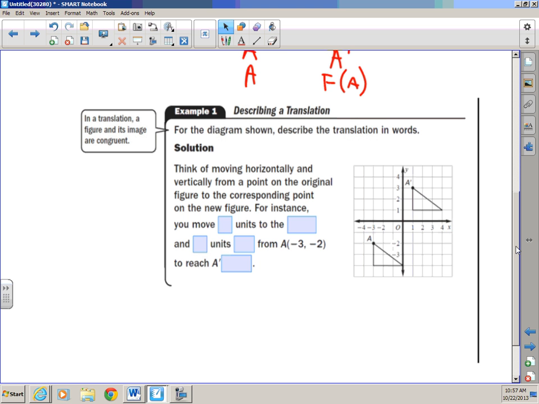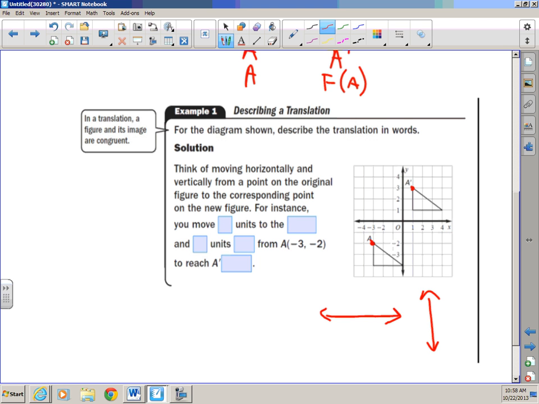Describe in words how we went from the original triangle where A is located, here, to its image, A prime. Think of moving. When you're moving in the coordinate plane, you move either horizontally, right and left, or vertically, up and down, because I can count those points. We do not move diagonally. I can't count points diagonally. Okay? So, how did I go from A to A prime?